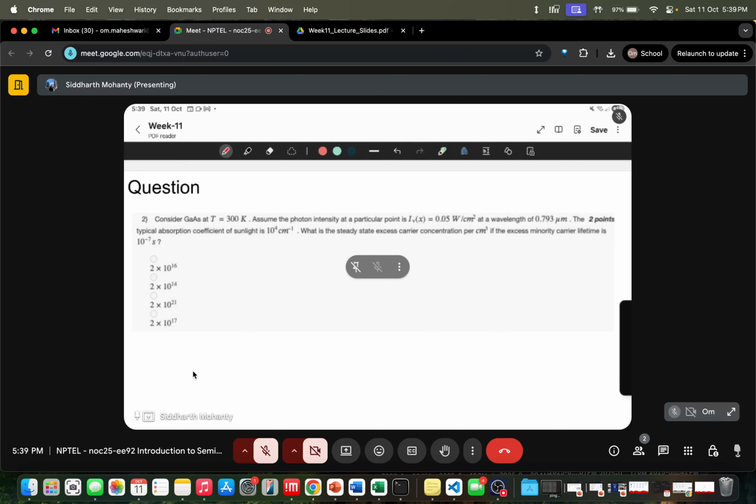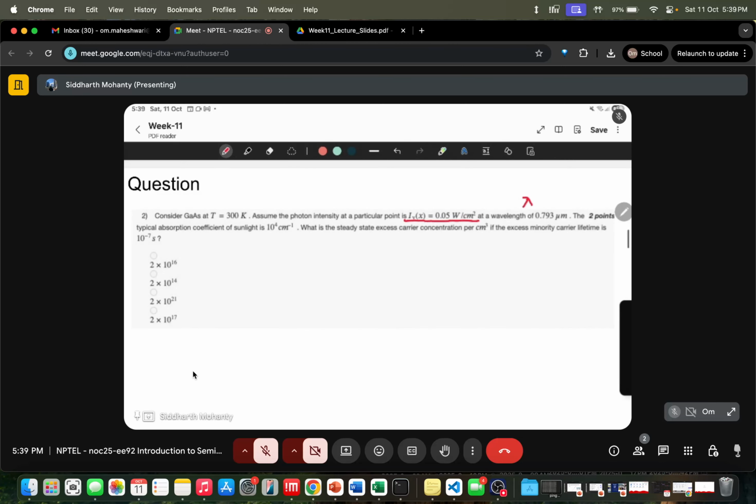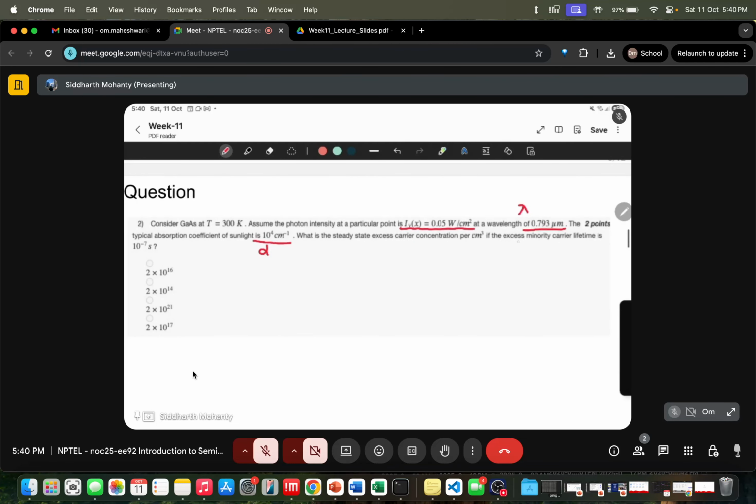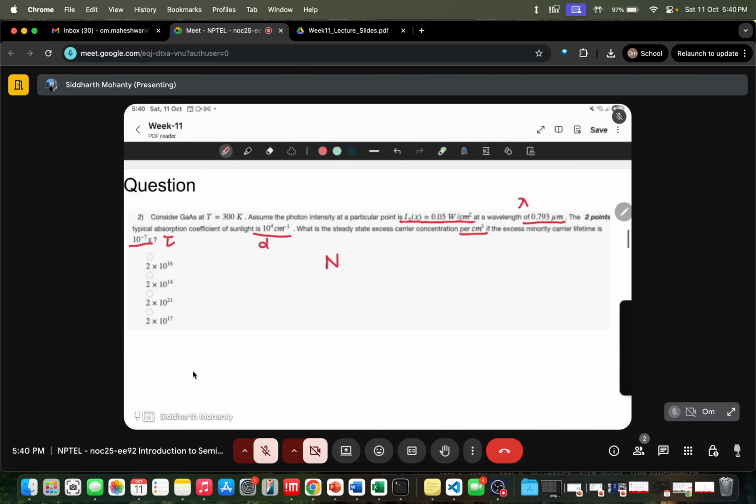Okay, so let us solve this question. The question says consider a gallium arsenide at temperature 300 Kelvin. Assume the photon intensity at any particular point is this, and the wavelength lambda is this. The typical absorption coefficient of sunlight is this, this is alpha. For the steady state excess concentration per centimeter cube with excess minority carrier lifetime tau, we have to find the steady state excess minority carrier concentration, that is N.